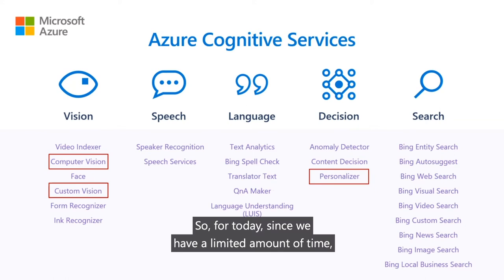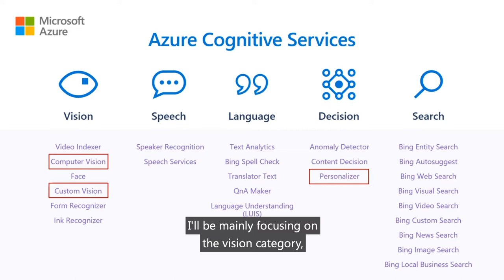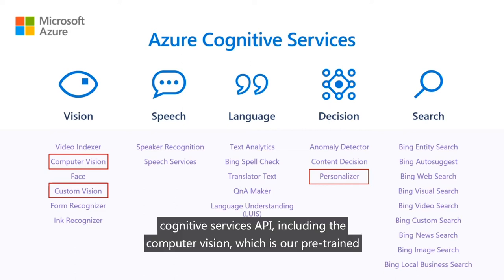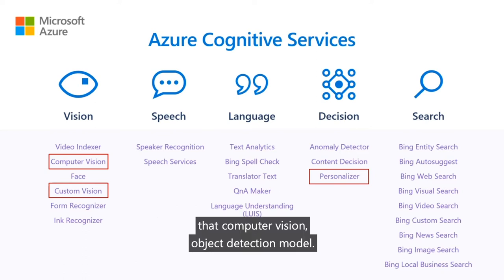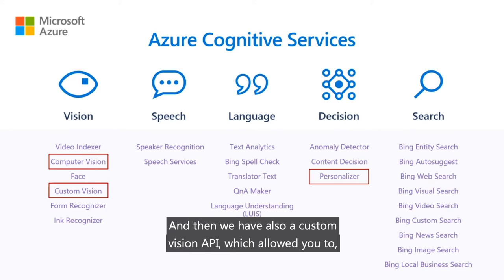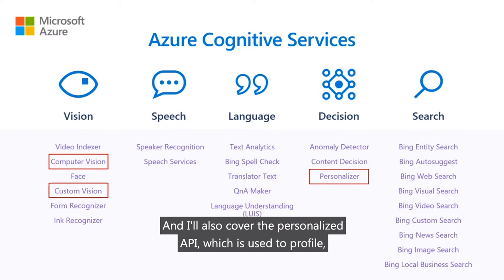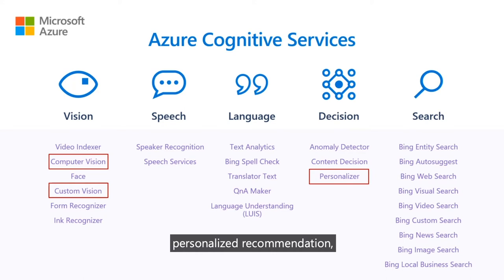So for today, since we have a limited amount of time, I'll be mainly focusing on the vision category of Cognitive Services APIs, including computer vision, which is our pre-trained computer vision object detection model. And then we also have the Custom Vision API, which allows you to train on top of our previous model and customize your own models. And then I'll also cover the Personalizer API, which is used to provide personalized recommendations for users in the application.